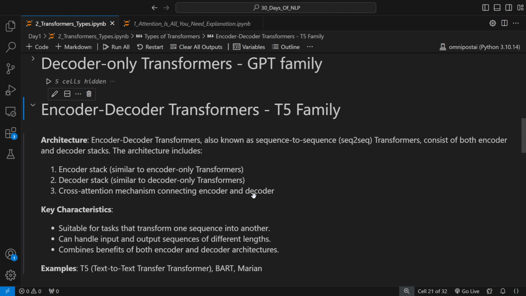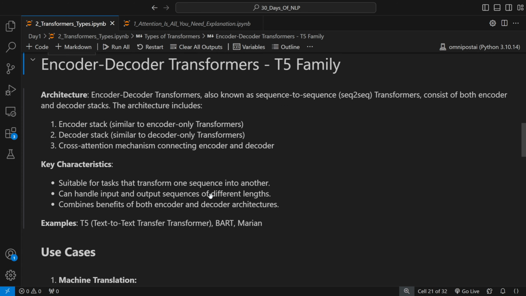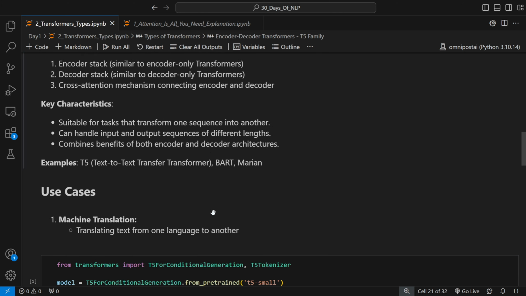And then, similar to a normal decoder-only model, all tokens are seen with the help of masked attention, like only previous to the current token. That's all. Okay, so it is parallel. What are the key characteristics? It is suitable when you want to convert one sequence into another, and it can handle input and output sequences being of different length, and it combines the benefits of both encoder and decoder architecture.